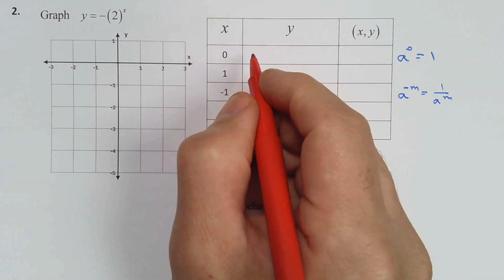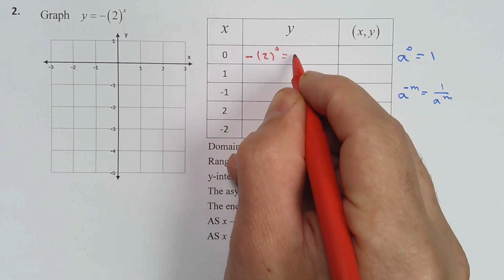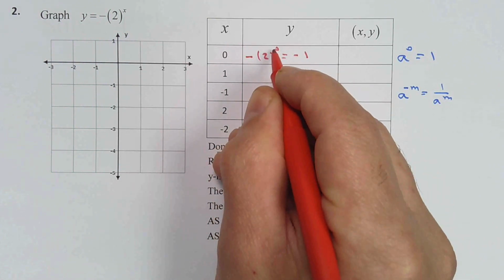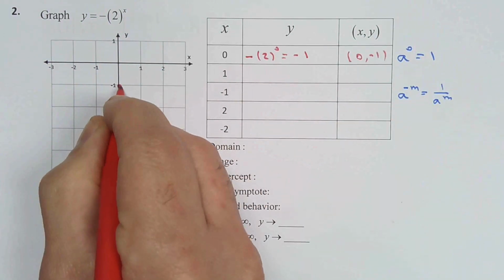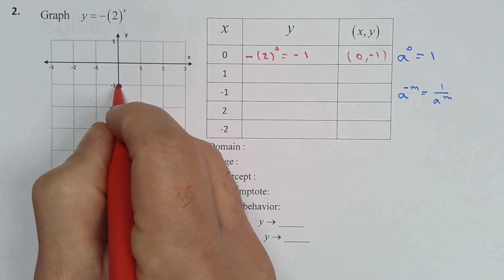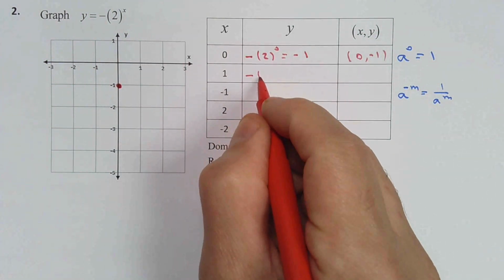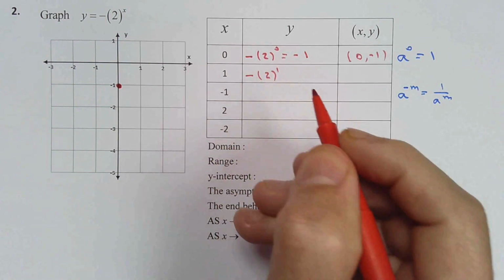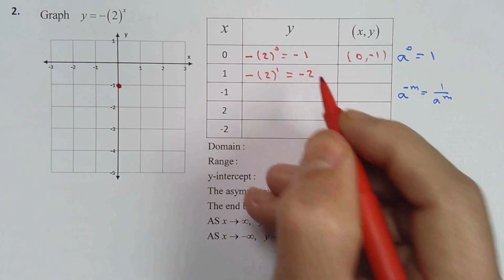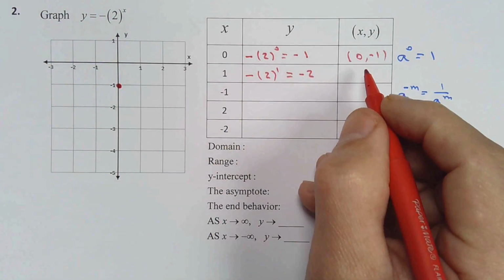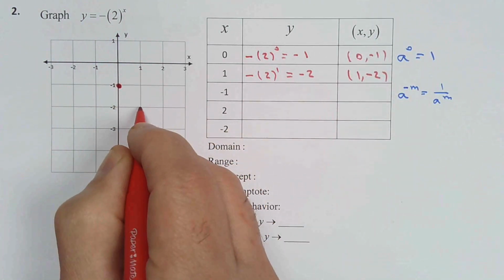So we have -2^0 when x equals 0. That's -1 because 2^0 is 1. So we have (0, -1). That's why the graph is taking you down. You don't need the top portion. Plug in 1. That's negative outside. X equals 1. 2^1 is 2, so it's -2. The minus does not cancel. So we have (1, -2).